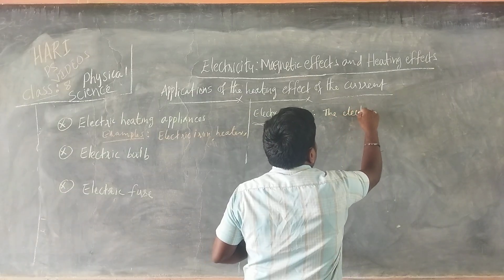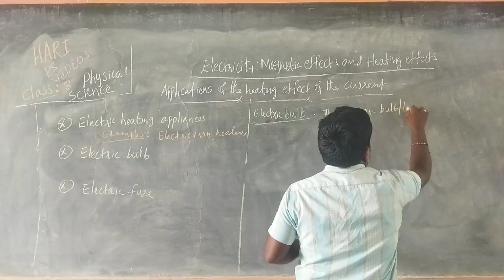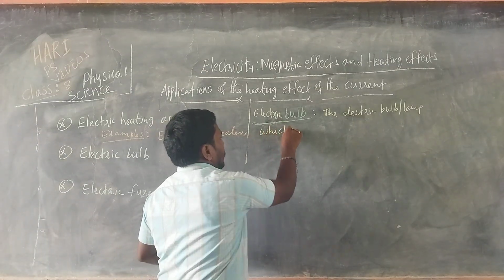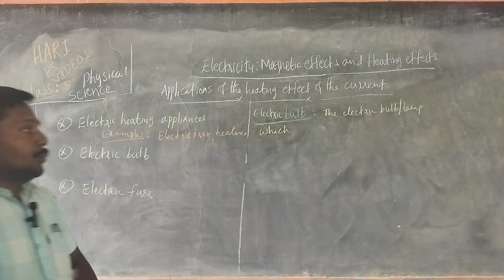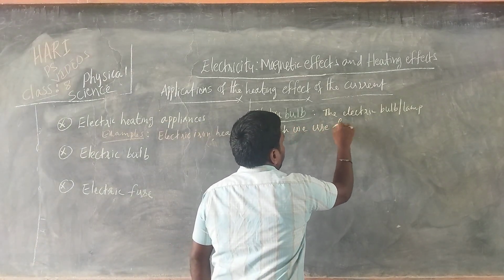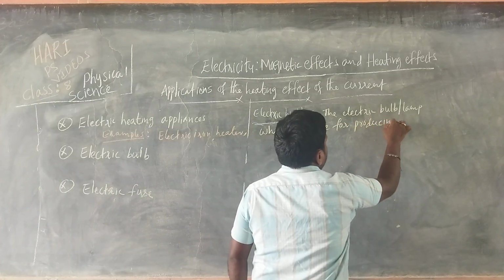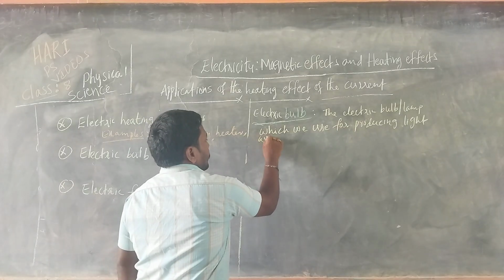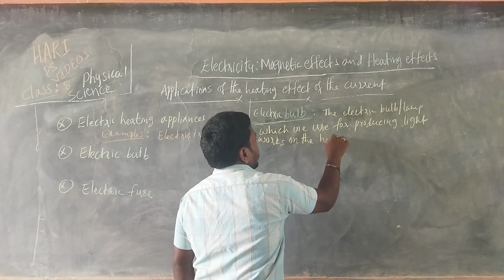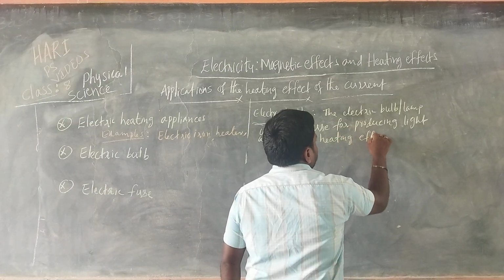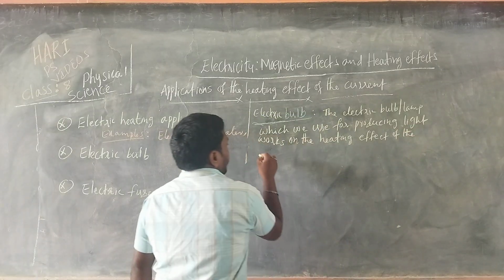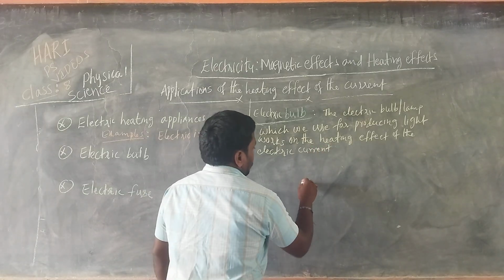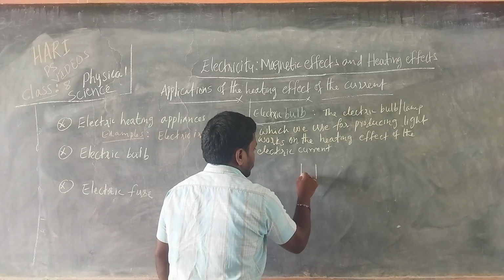So the electric bulb or electric lamp, which we use for producing light, works on the heating effect of the electric current. So let us know about the electric bulb.